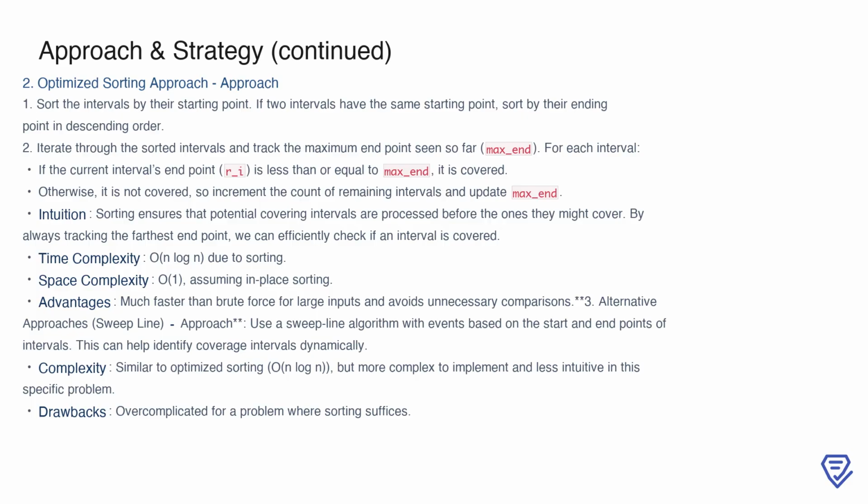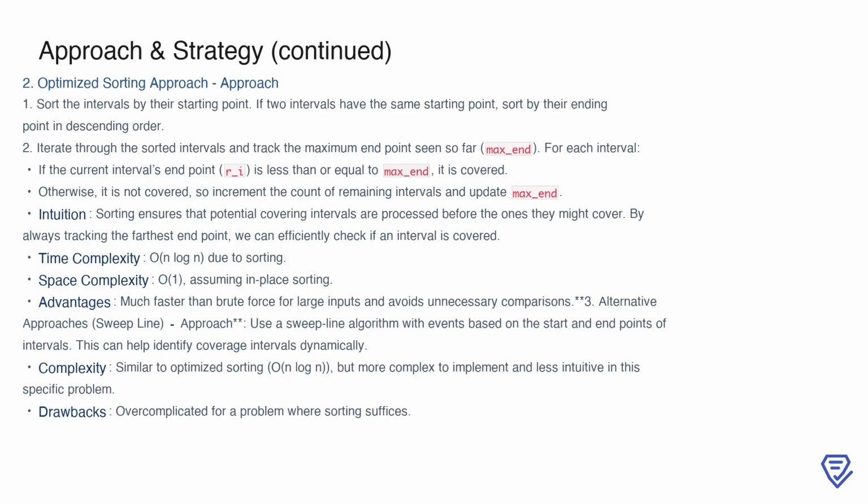Here, we first sort the intervals by their starting points. If two intervals share the same starting point, we sort them further by their ending points in descending order. This ensures that intervals with broader coverage come earlier in the order. Once sorted, we iterate through the intervals while maintaining a variable, max_end, to track the farthest endpoint encountered so far. For each interval, we check if its endpoint is less than or equal to max_end. If it is, the interval is covered and can be ignored. Otherwise, we increment the count of remaining intervals and update max_end to the current interval's endpoint.